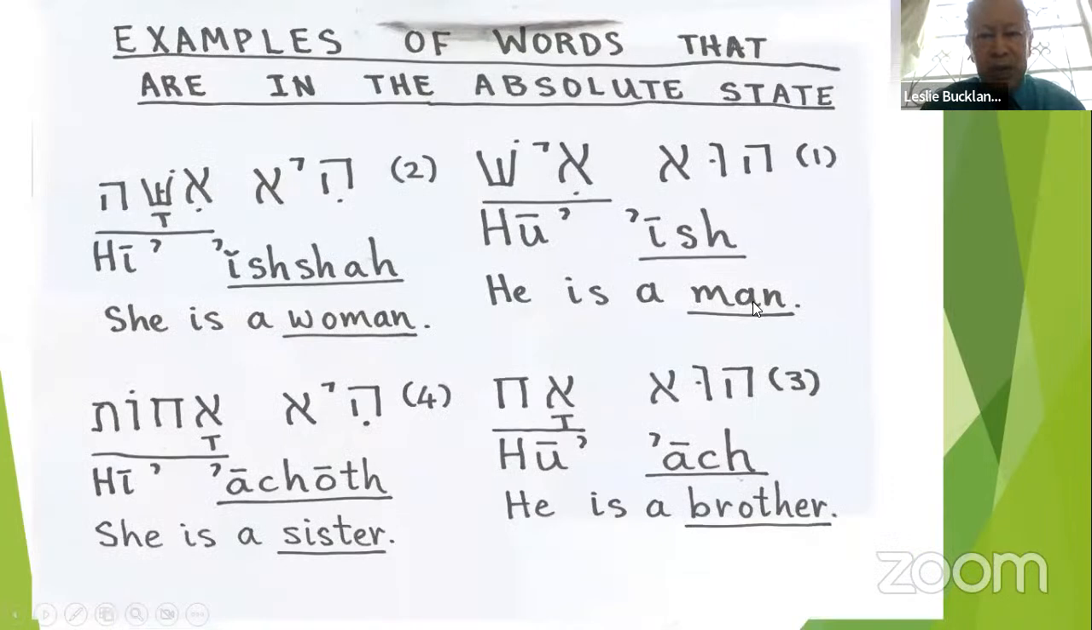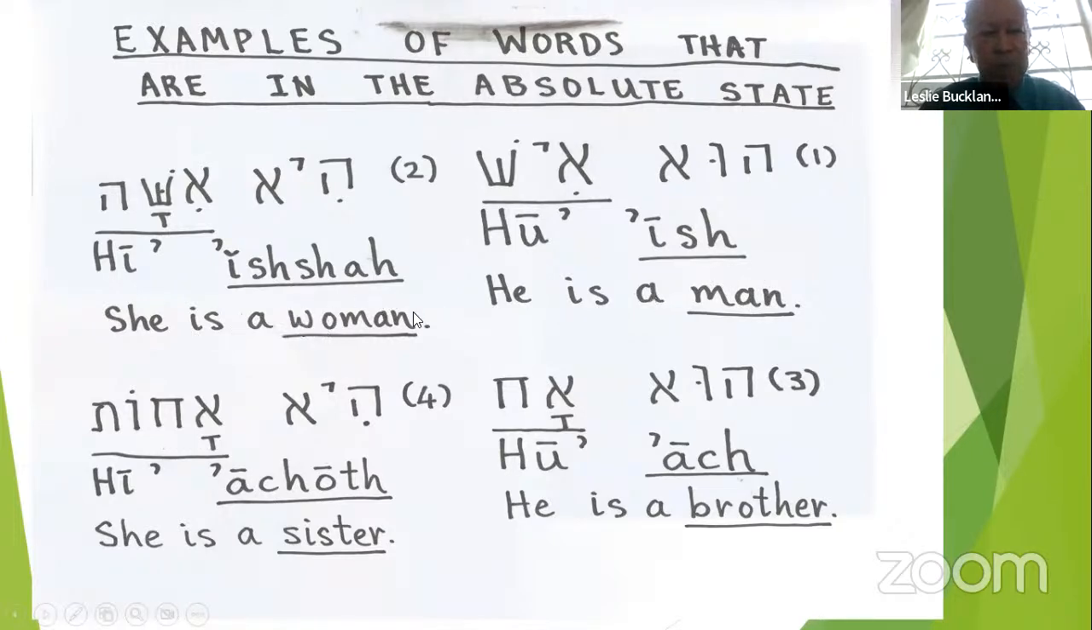So he is a man, but we're not told what man he is, what kind of man. We're not told what kind of work he does. We're just told he's a man. So the word stands by itself, it's independent. There's nothing more added to explain who the man is. So this is a noun in the absolute state.